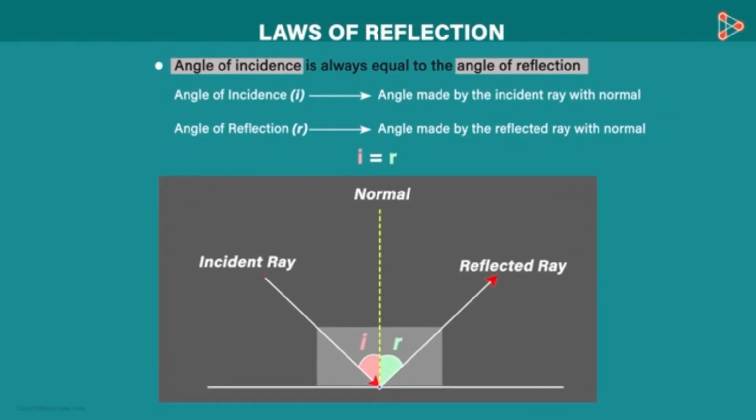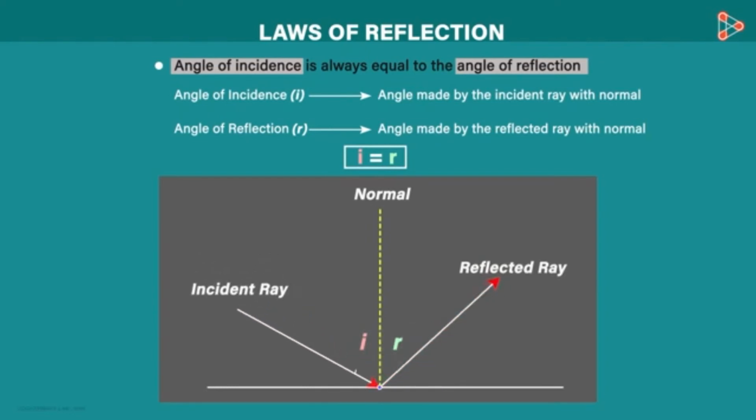Here, as you can see, I is equal to R. If the incident ray strikes at this point, then the reflected ray will travel along this direction only, so as to keep the measure of R the same as I. If I move the incident ray here, then the reflected ray will also move to keep the measure of R the same as I. I is always equal to R.